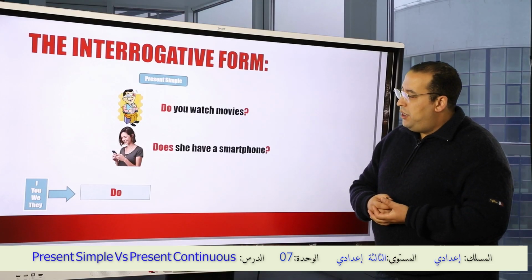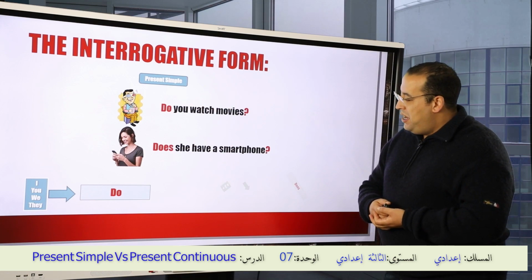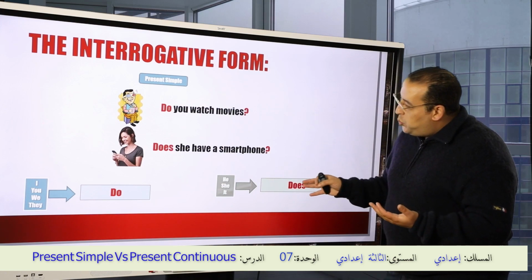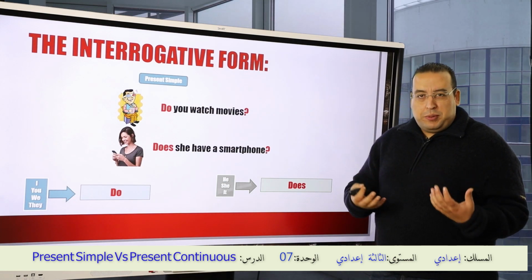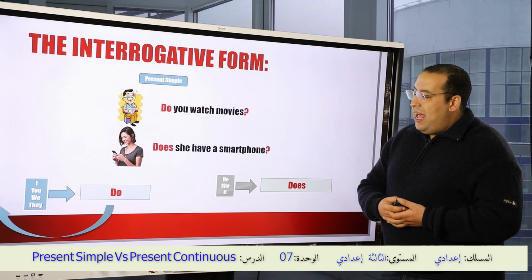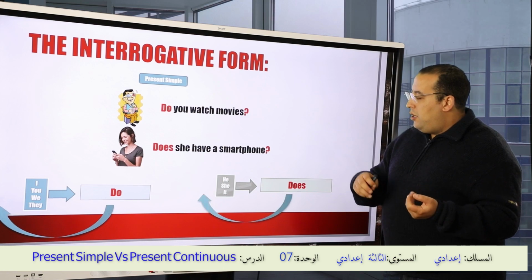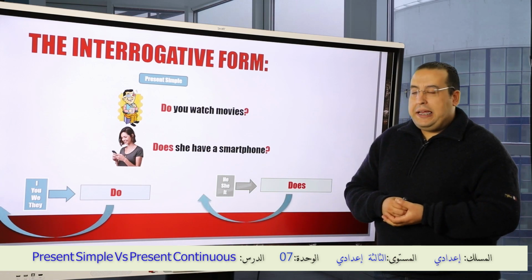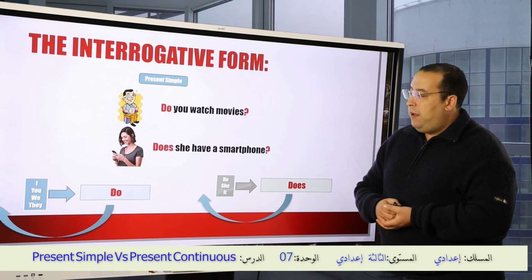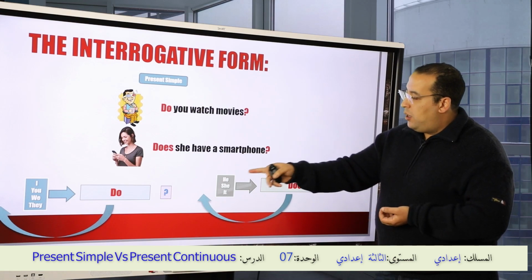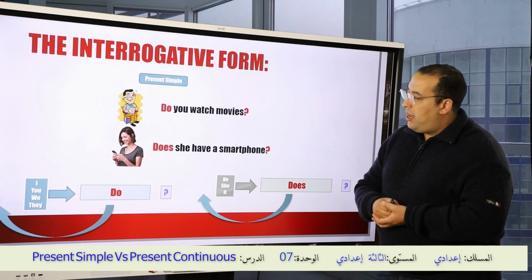And we ask the question, does she have a smartphone? Does she have a smartphone? And we notice that he, she, and it goes with does in order to ask the question, because the interrogative form is about asking questions. And as you notice, we switch the subject with do and the does with he, she, it. This is the way we use the interrogative form, okay? And at the end, of course, we add a question mark. It is important to write a question mark at the end of the question.